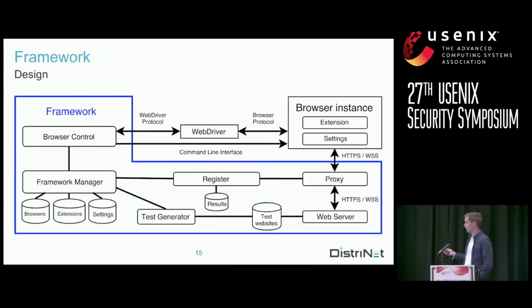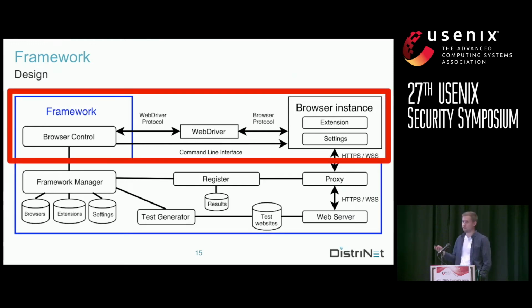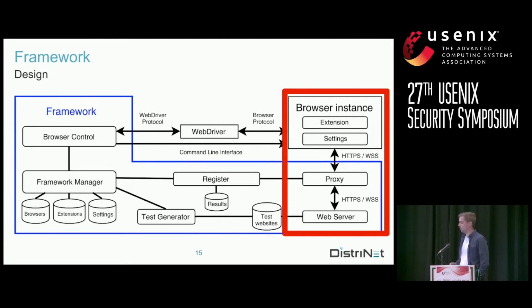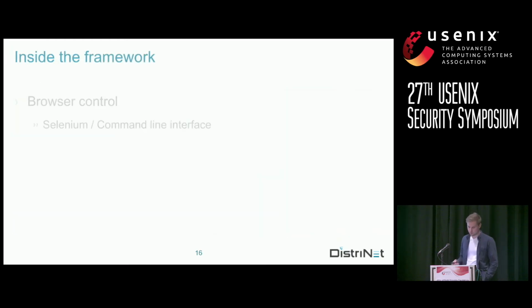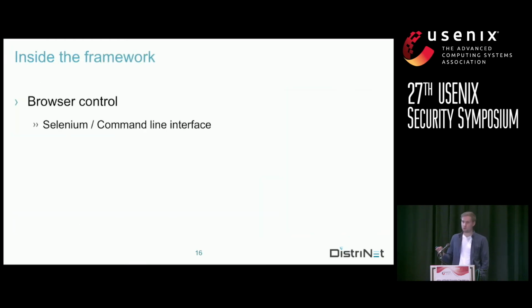So this is the design of the framework. I will discuss the two most important parts, which are this one, about controlling the browser, and this one, about detecting which mechanisms actually can initiate cross-site requests. So we control the browser in two ways. The first and most advanced way is through Selenium. It's a tool for browser automation, although not all instances that we want to test are supported by it. So for these cases, we have to fall back to the command line interface.